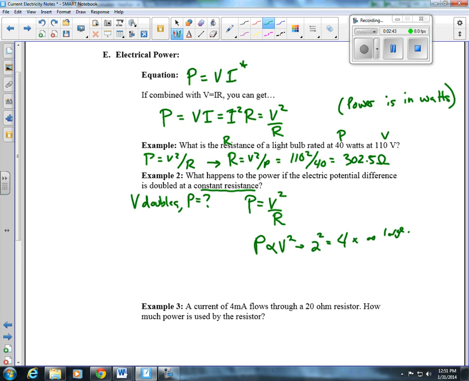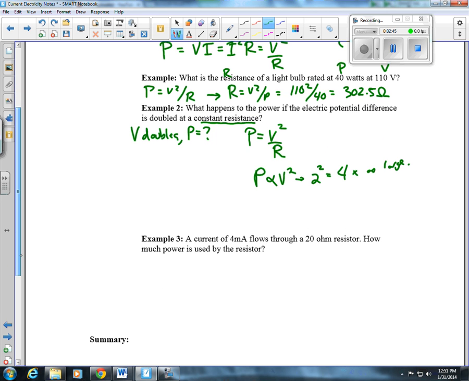Next one, a current of 4 milliamps flows through a 20 ohm resistor. How much power is used by the resistor? So I have I is 4 milliamps. Milli is times 10 to the minus third. The resistance is 20 ohms. And I want to find power.